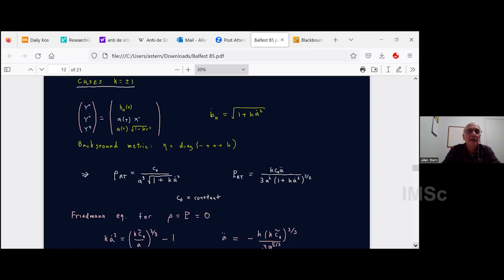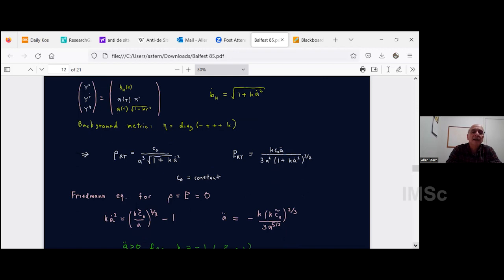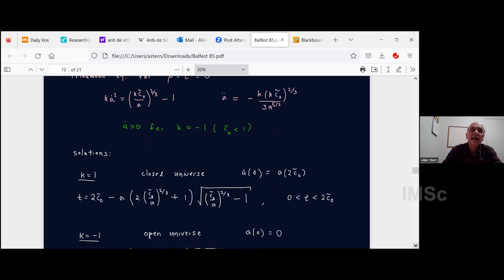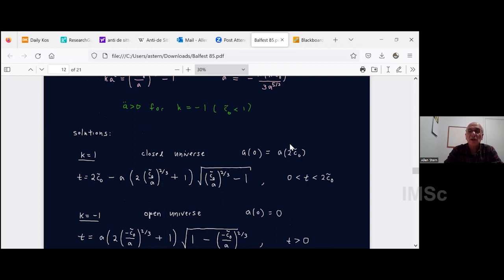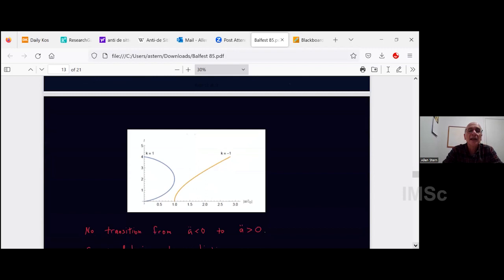Okay, and the Friedmann equations, in the case where there's no additional energy source, are quite simple, and you can solve them exactly. K equals 1 gives you a closed universe. That's the usual case, and K equals minus 1 gives you an open universe. However, for K equals minus 1, one actually finds that the acceleration is positive. So that corresponds to an accelerating universe. And here are the plots in those two examples. I'm plotting T versus A there.